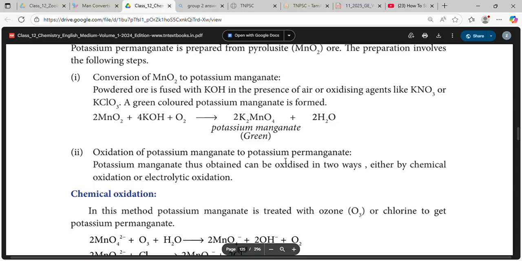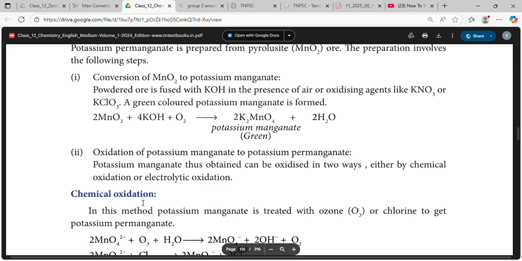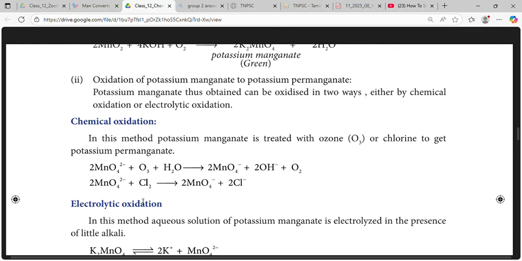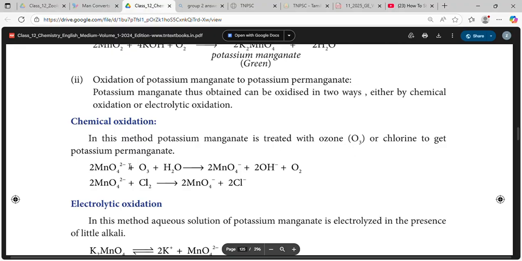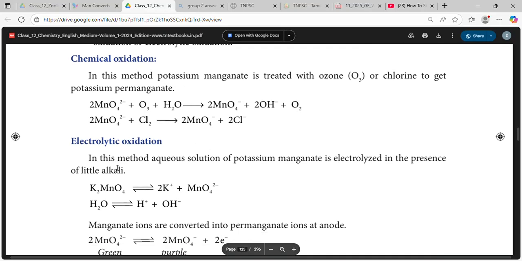Oxidation of potassium manganate to potassium permanganate. Potassium manganate thus obtained can be oxidized in two ways, either by chemical oxidation or electrolytic oxidation. In the chemical method, potassium manganate is treated with ozone O3 or chlorine to get potassium permanganate. K2MnO4 + O3 + H2O gives KMnO4 + OH- + O2, and MnO4 2- + Cl2 gives MnO4 - + Cl-.